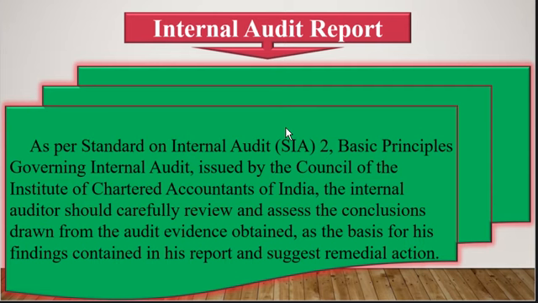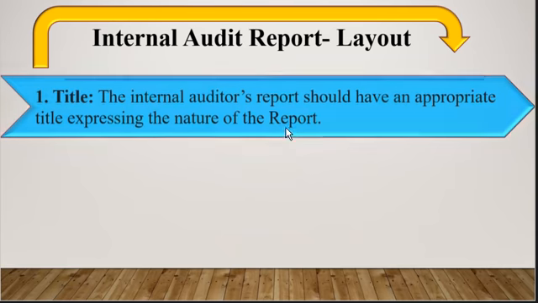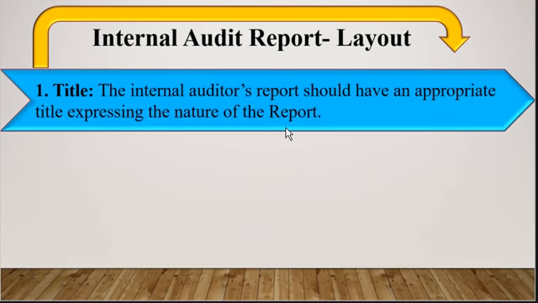Basic elements of internal audit report. Basic elements of internal audit report as per the standard on internal audit, that is SIA 4, on reporting, issued by the Council of the Institute of Chartered Accountants of India. The internal auditor's report includes some basic elements of layout. So the first element is title. The internal auditor's report should have an appropriate title expressing the nature of the report.